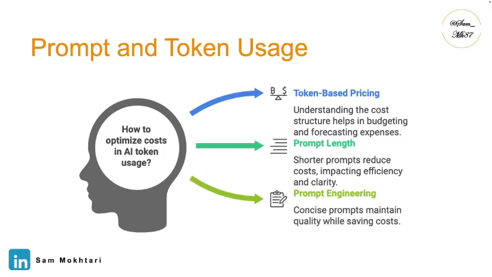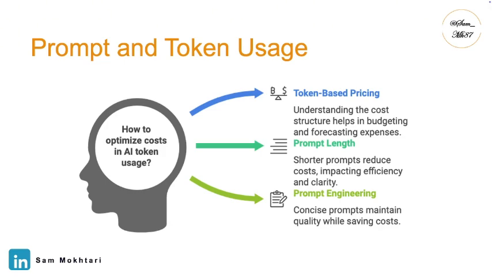Let's start with the prompt and token usage. A major cost factor in generative AI is usually token usage, especially for large language models. Providers like OpenAI charge based on the number of tokens processed during an interaction. We have this concept of token-based pricing, which means costs are directly proportional to the number of tokens processed during both input and output generation. For example, OpenAI may charge an amount per token used and also another amount for the output generation in terms of text.